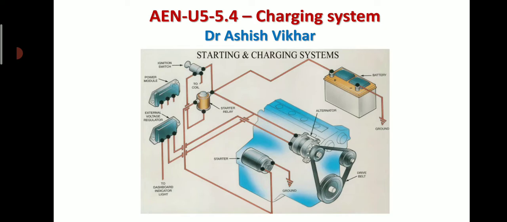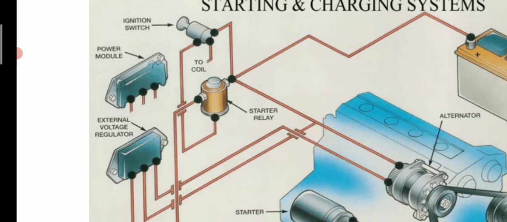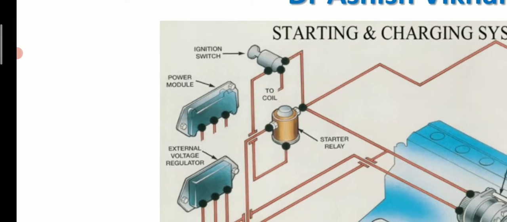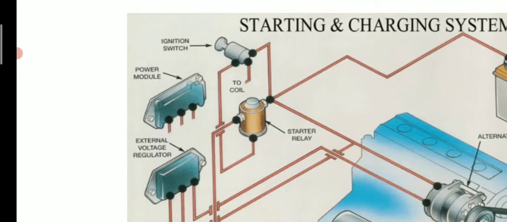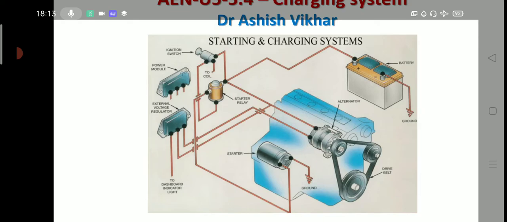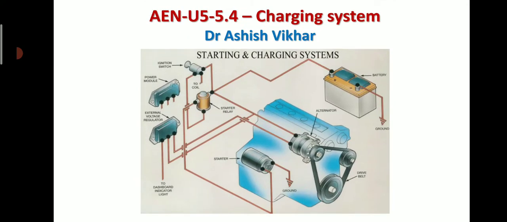This alternator is used for charging the battery, for producing the AC current. You will see other components like the ignition switch, the relay, and the voltage regulator. Such components are used in the charging system.